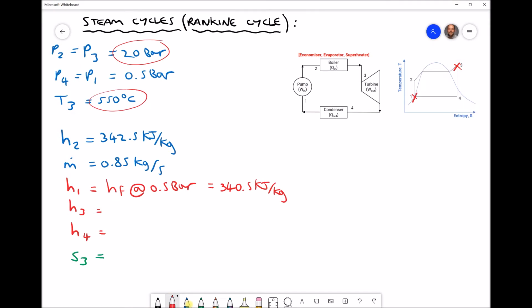So H3 then was 3578 kilojoules per kilogram, and the entropy at that state was 7.570.